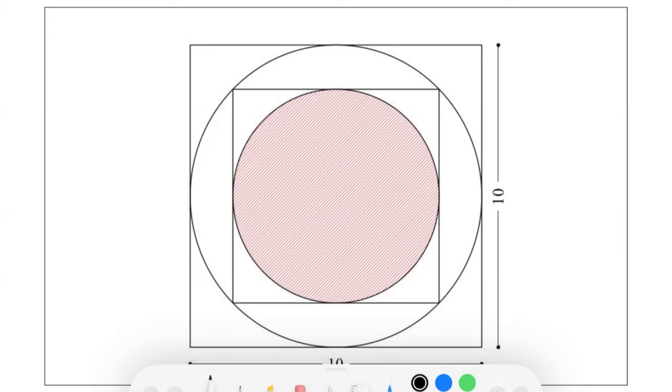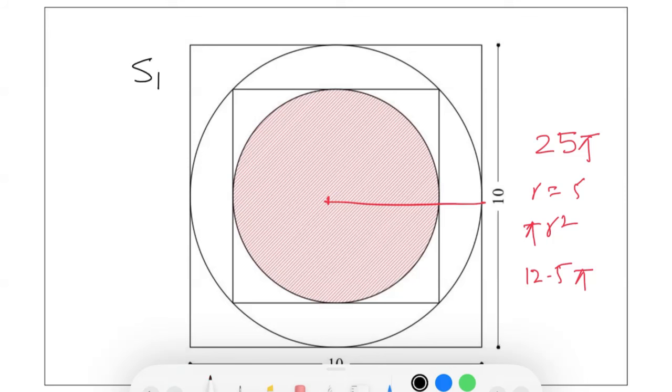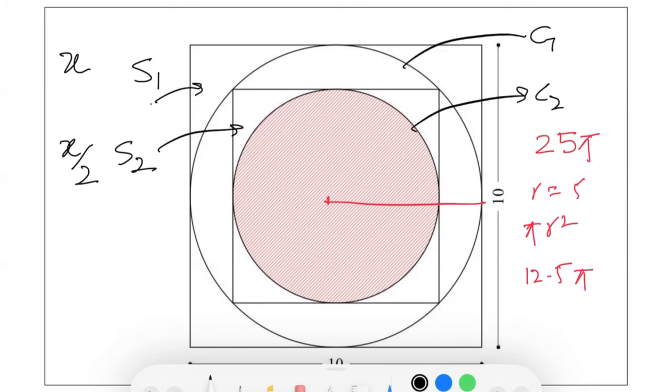So what was the area of this circle earlier? It was 25 pi. How 25 pi? Because the radius is 5 and it is pi r square. So now this circle will be just half. So we can call it 12.5 pi. Those who are not understanding, let me draw a simple relation. S1, this is your square, and S2. So this is x, and this is x by 2. Similarly, you have C1 and you have C2. So if C1 is y, C2 will be y by 2. The relation of the square and the circle will be similar.